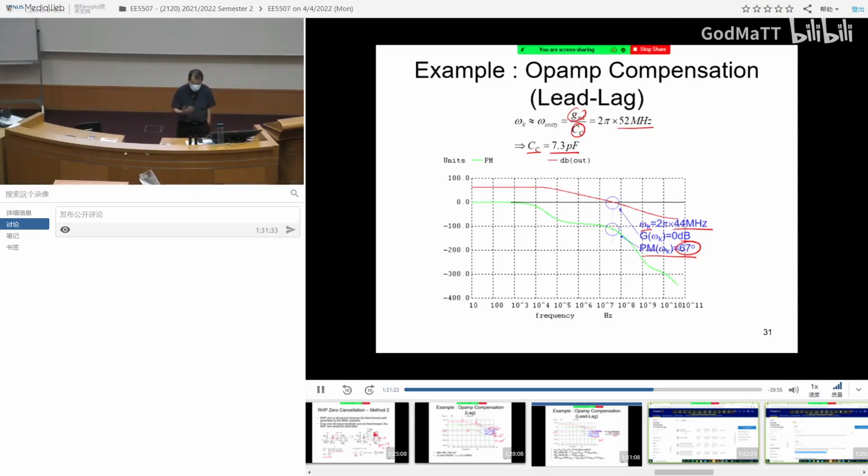So what you can do is iterate. This is too much, so let's identify 120 degree again. What is the new frequency here? You do it a few times, and eventually you reach 60 degree, but the bandwidth is going to be bigger. That is the beauty of lead-lag compensation: you get higher bandwidth and better phase margin.